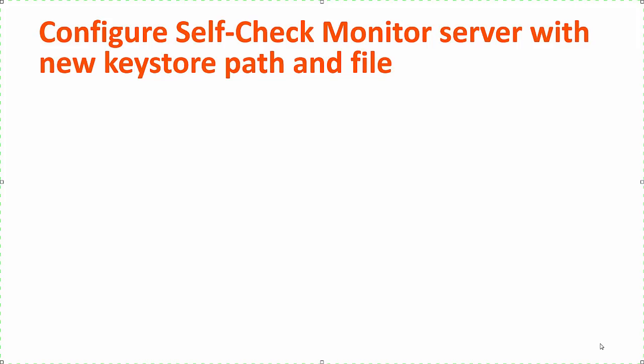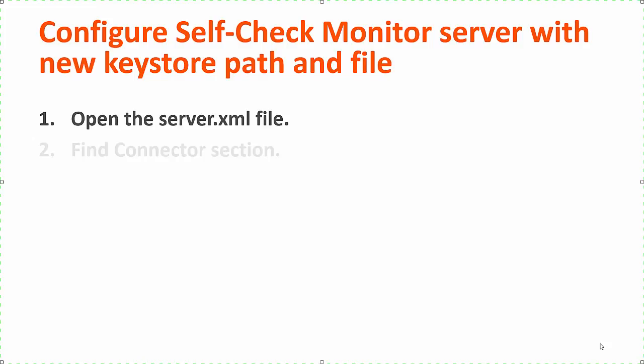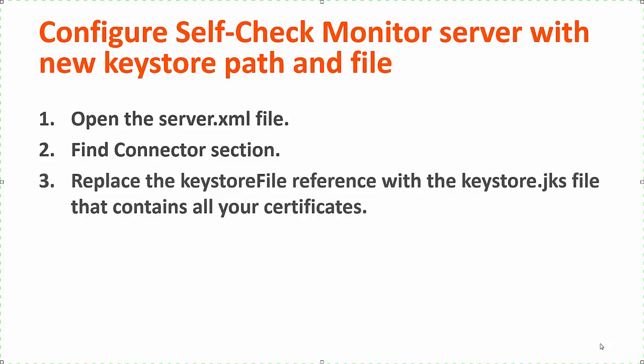Configure the Self-Check Monitor server with a new keystore path and file. Locate and open the server.xml file with your favorite text editor. Find the connector section. Replace the keystore file reference with the new reference to the keystore JKS file that contains all your certificates.